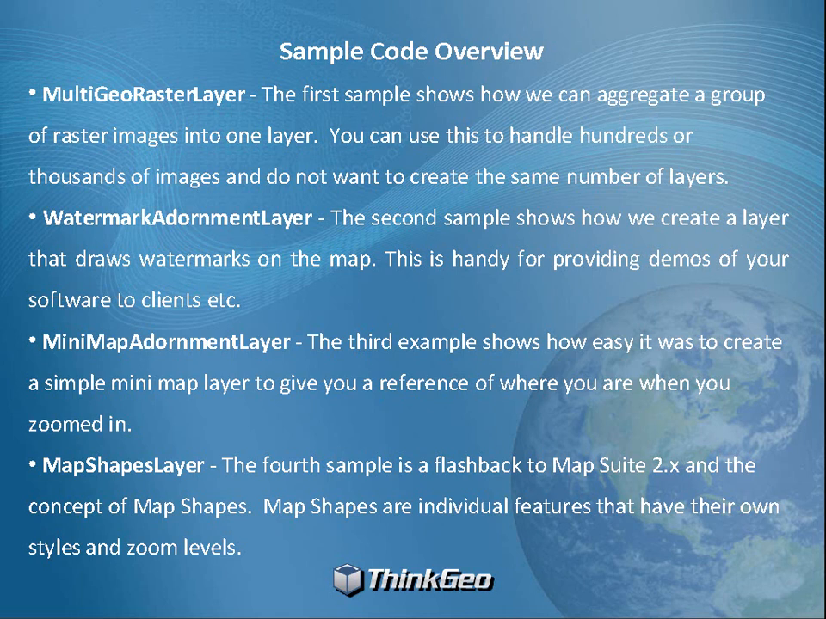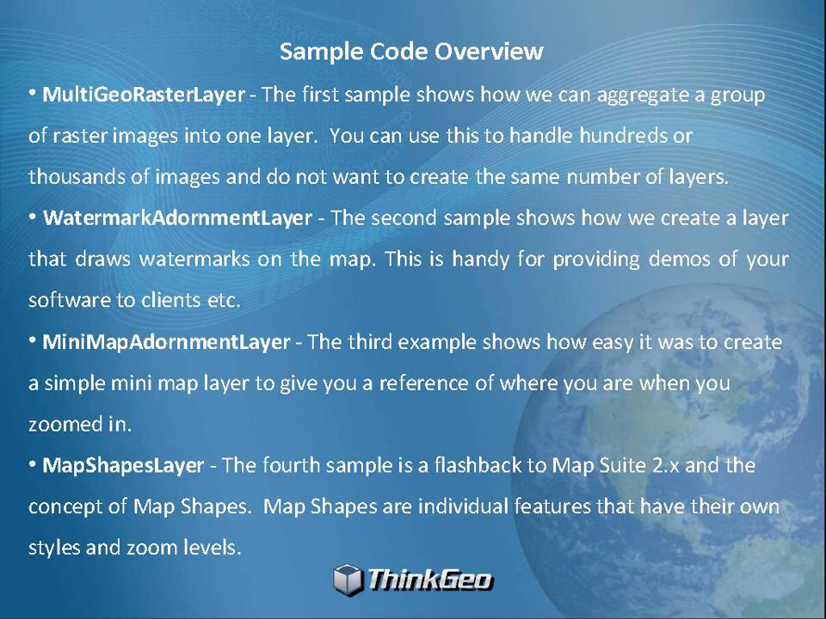The second sample shows how we can draw watermarks on the map. This one is really handy if, when you're building your application, you want to send out demos to various clients and you want to have some watermarking on there. It's a good example of how you can use the adornment layer and draw in screen coordinates, because obviously you don't necessarily want the watermarks to move around. They're not geographic objects, they're things that you want to draw in screen coordinates.